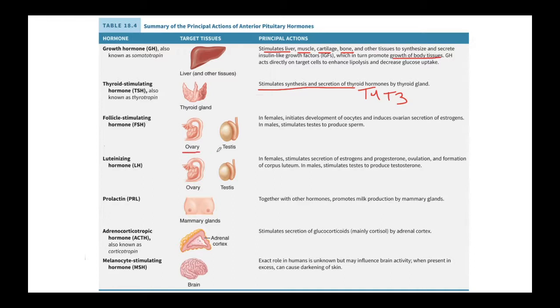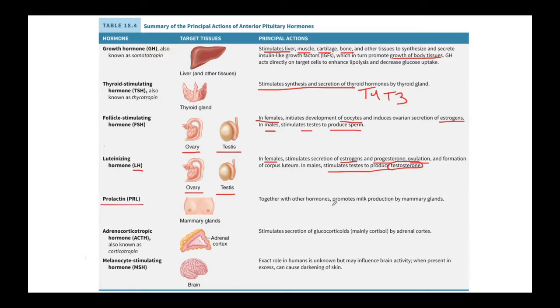FSH, follicle stimulating hormone, and luteinizing hormone are going to affect both female and male reproductive systems. FSH in the female, it's going to initiate the development of the egg, and it's going to induce the ovarian secretion of estrogen. In the male, it's going to stimulate the testes to produce the sperm. That's follicle stimulating hormone. Luteinizing hormone in the female, it's going to help with the stimulation and secretion of the estrogen, progesterone, ovulation. In the male, it stimulates the testes to produce testosterone.